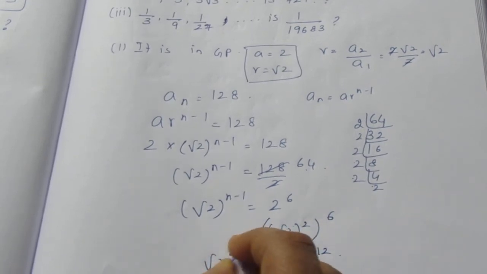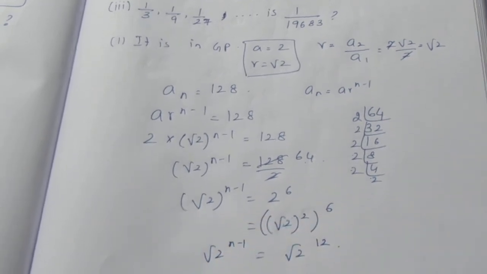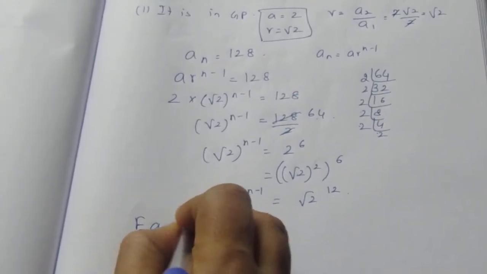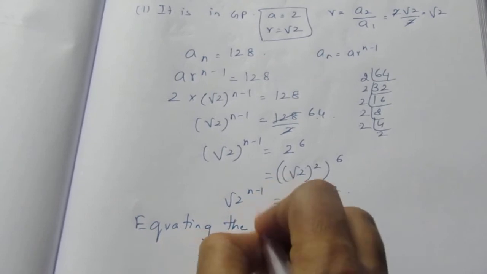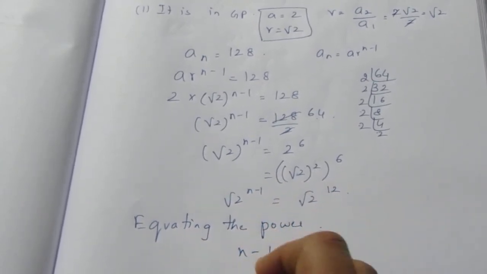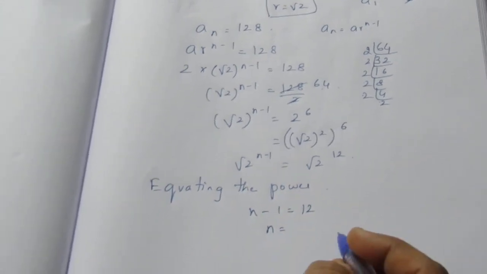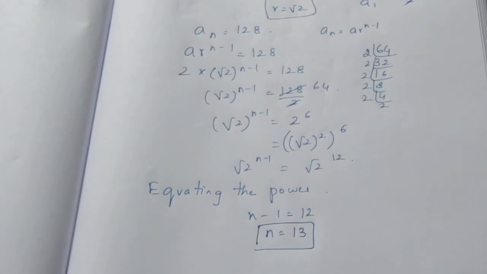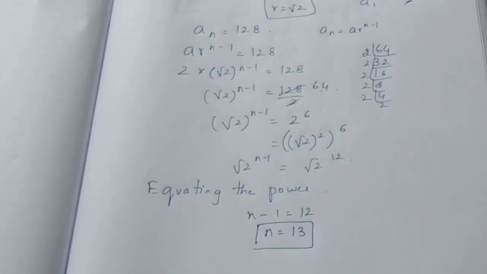Here root 2 power n minus 1. Now the base is same. Equating the power, we get n minus 1 equal to 12. N is equal to, if 1 goes to the side, it comes as an addition and it becomes n is equal to 13. The value of n for the first subdivision is 13. We'll move on to the second one.